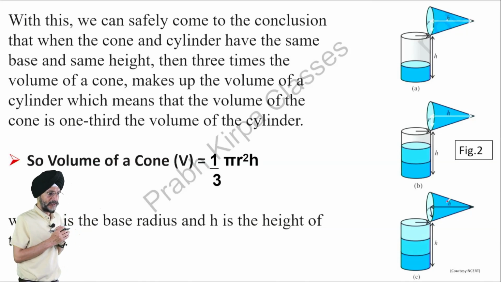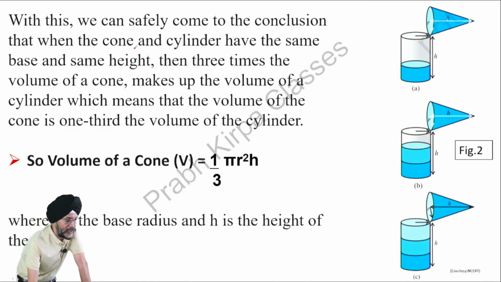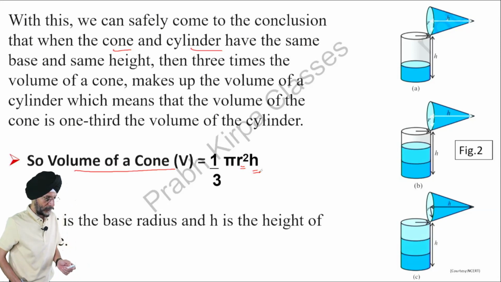So what we have seen, we can safely come to the conclusion that when the cone and the cylinder have the same height and have the same base radius, then 3 times the volume of the cone makes up the volume of the cylinder. In other words, we can say that volume of the cone is 1/3 the volume of the cylinder. So volume of the cone is 1/3 pi r square h, where r is the base radius and h is the height of the cone.